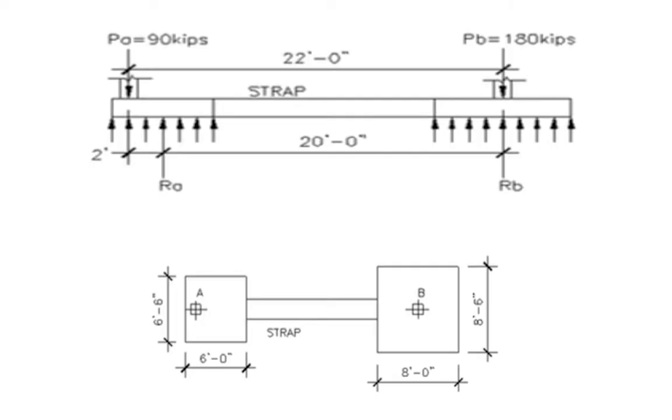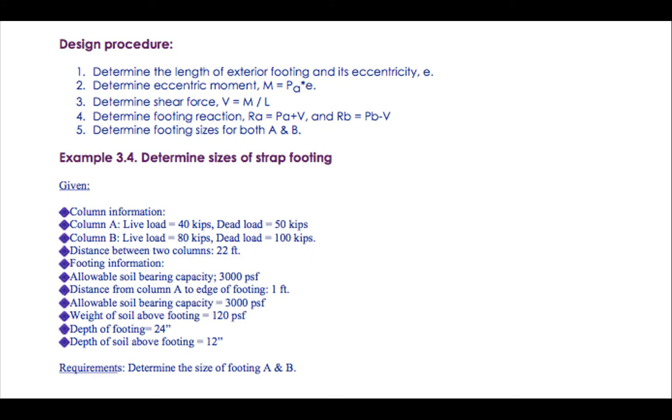Using example 3.4, let us try to determine the size of the footings A and B. Given columns A and B, where column A carries a live load of 40 kips, a dead load of 50 kips, and column B carries a live load of 80 kips and a dead load of 100 kips. The distance between these columns is 22 feet.